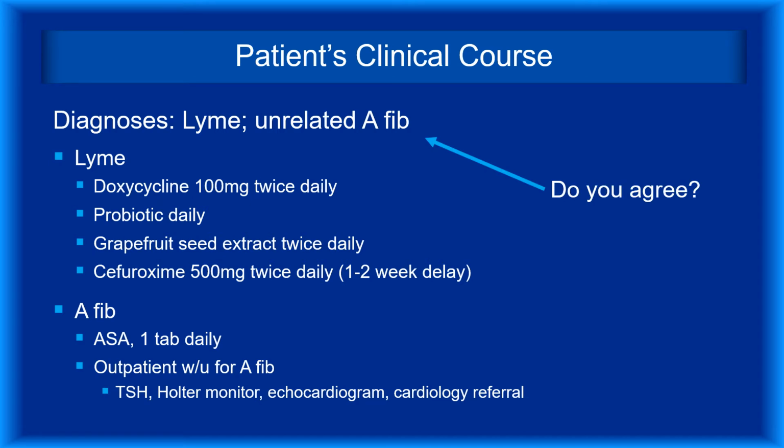Given the previous content, do you agree? He was prescribed doxycycline 100 milligrams twice daily, a probiotic, and grapefruit seed extract. The plan also called for him to begin cefuroxime a week or 2 down the road. With respect to his atrial fibrillation, he was started on aspirin and an outpatient workup was begun.